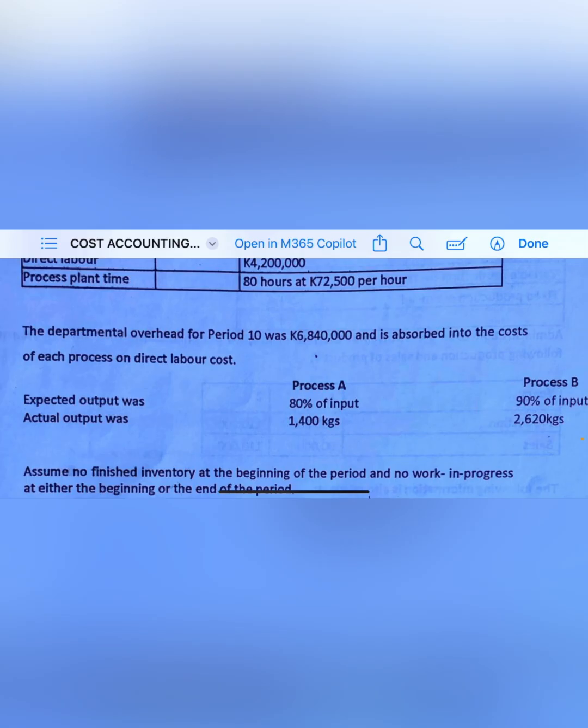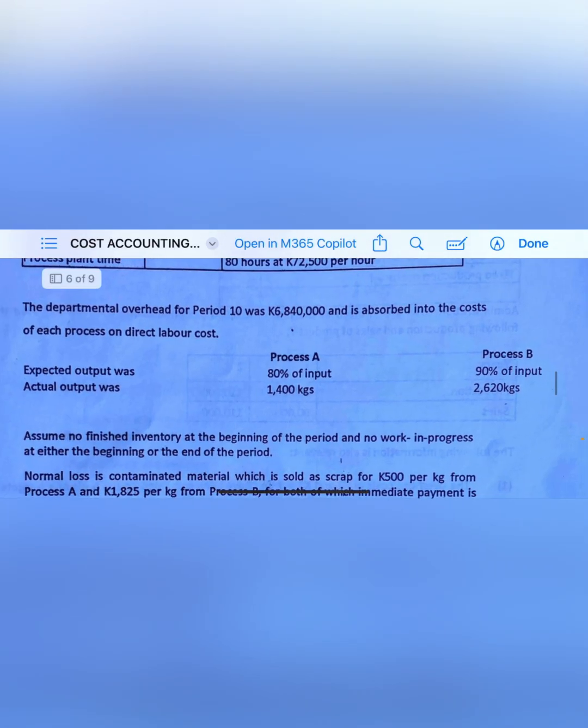So if you remember what we always do when it comes to overheads, we always first have to find the overhead absorption rate. So in this case, if we want to find the overhead absorption rate, we know that the formula is budgeted overhead over budgeted activity level. So for the budgeted overheads, we are going to be using this same 6 million. Then for the budgeted activity level, since we have been told that it's on the basis of direct labor cost, we are going to add the labor cost for the two processes. Okay, so we continue reading the question.